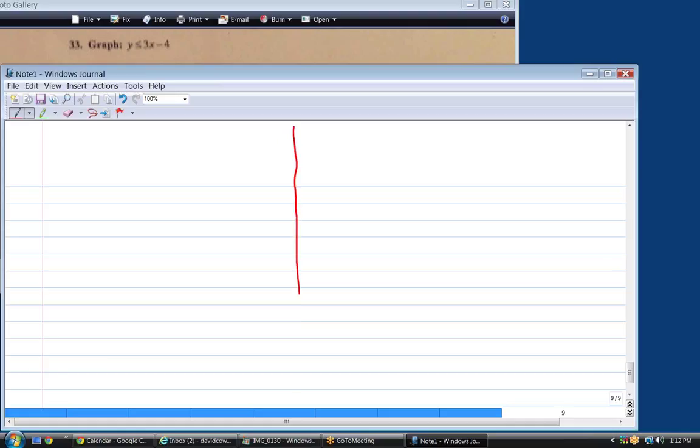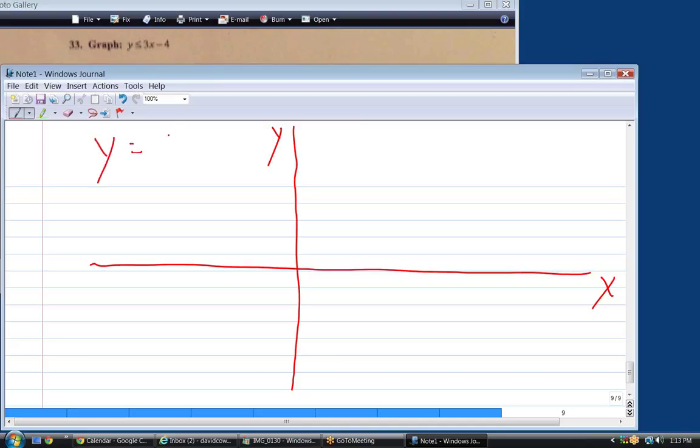How do you graph an inequality? You have to put it in y equals mx plus b format? It's already in that format. You have to graph it as if it's an equation. So the first step is just graph it as if it's this. And then we'll deal with the inequality sign.